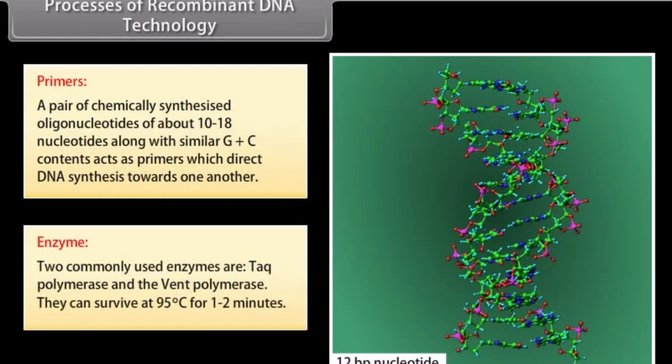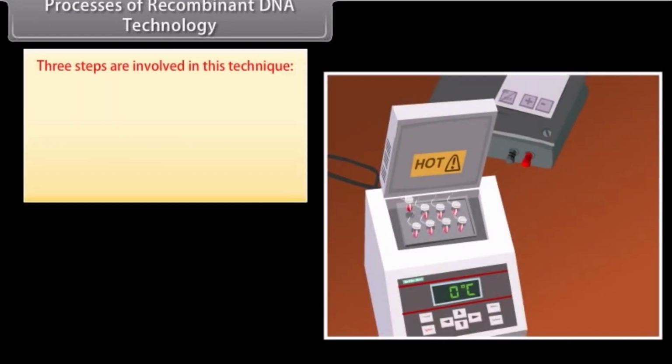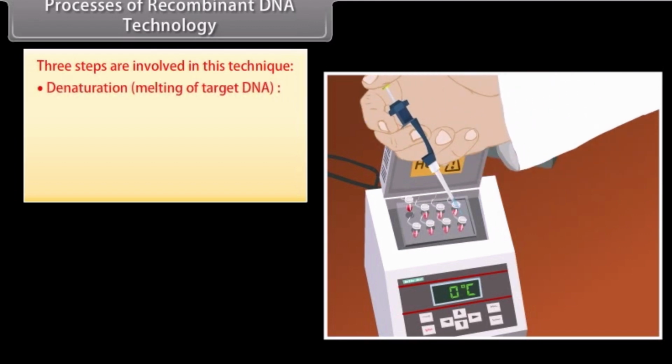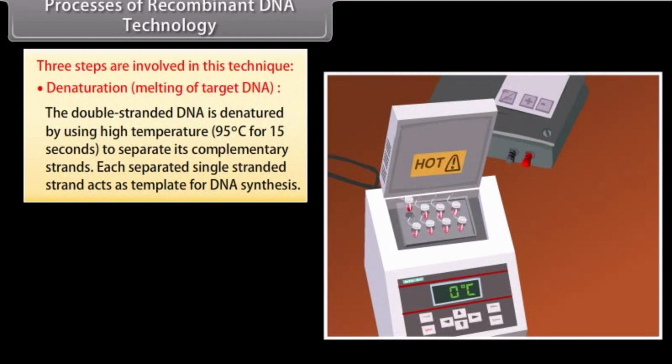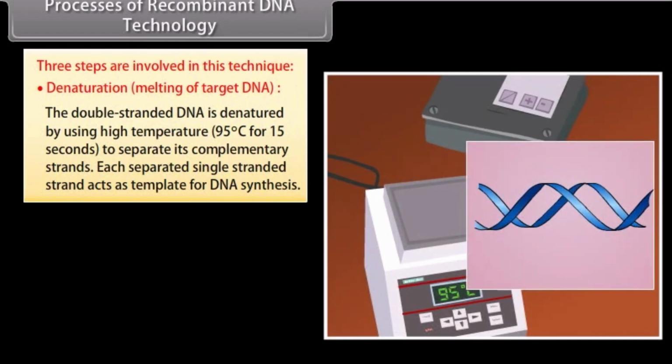Enzyme. Two commonly used enzymes are Taq polymerase and the Vent polymerase. They can survive at 95 degrees Celsius for 1 to 2 minutes. 3 steps are involved in this technique. Denaturation, melting of target DNA. The double-stranded DNA is denatured by using high temperature, 95 degrees Celsius for 15 seconds, to separate its complementary strands. Each separated single-stranded strand acts as template for DNA synthesis.